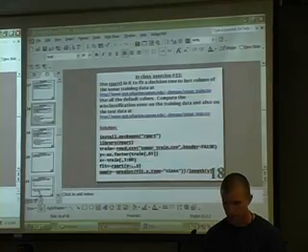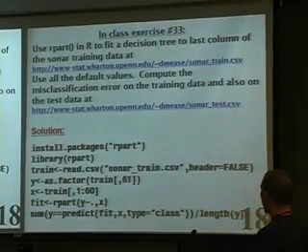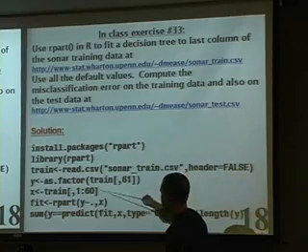Some people like 0 and 1. Depends on who you are, what you're trying to do. Then X is the rest of the data, right? X is columns 1 through 60.